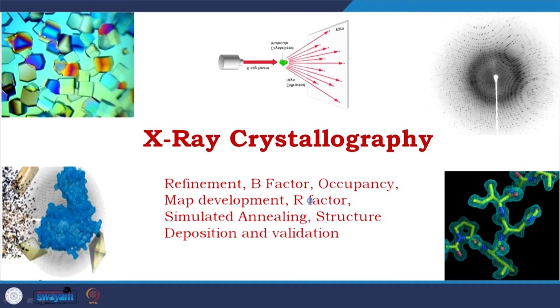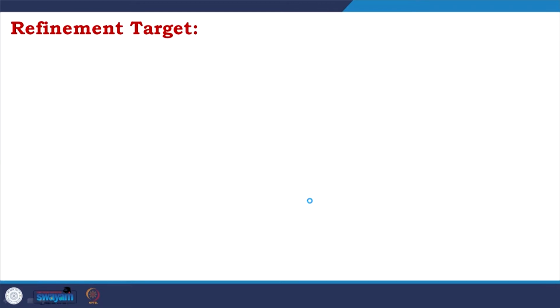So, from refinement I will talk about how you get a structure and deposit it, so that you are ready to go for publication. Refinement target. Before that you have to understand what is refinement. So, if you remember, we get our crystal, I am not going into details, we discussed that many times.